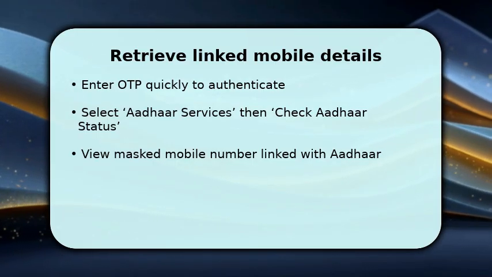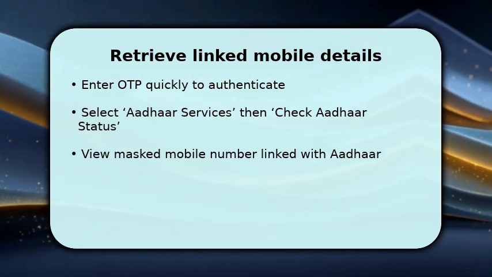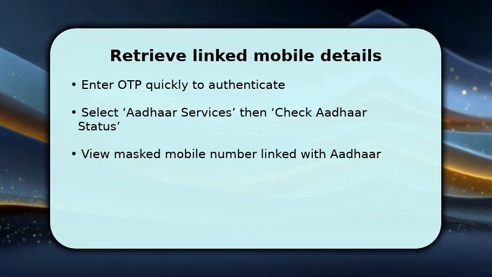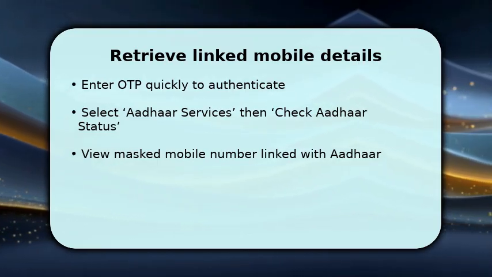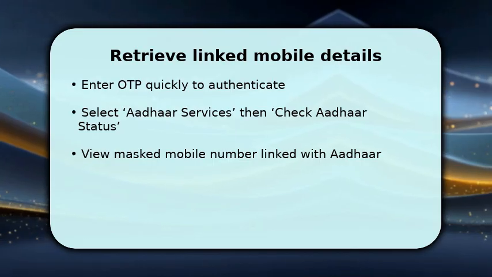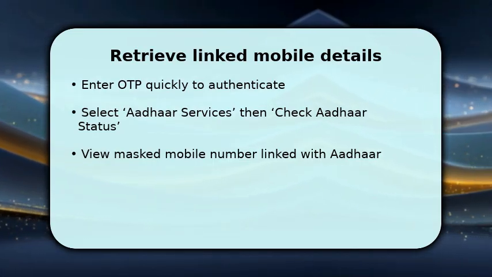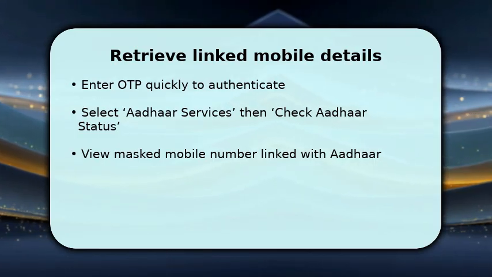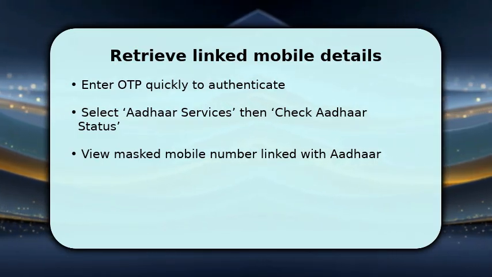The system will display a masked mobile number. This confirms which phone number is tied to the Aadhaar. Make a note of the last 2 digits shown, then log out for security. If you need the full number, you must visit an Aadhaar center with ID proof or use biometric authentication, as the portal won't reveal the full number for privacy reasons.